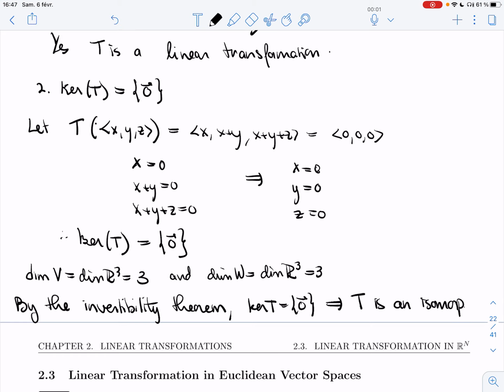All right, so if your domain and codomain have the same dimension, all you have to prove is that it's linear and that the kernel is 0, or linear and the image is W, whichever one you prefer. In the following sections, we'll be looking at linear transformations in Rn. So something we're more comfortable with, something we know well, and something we're very interested in. We'll see how all of these results apply in that setting.